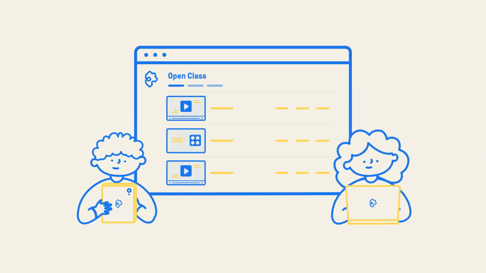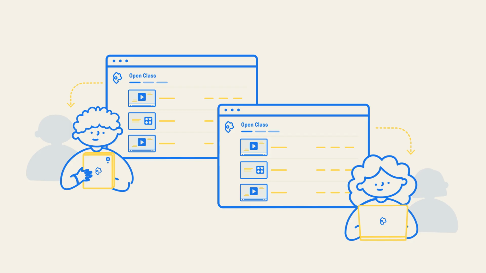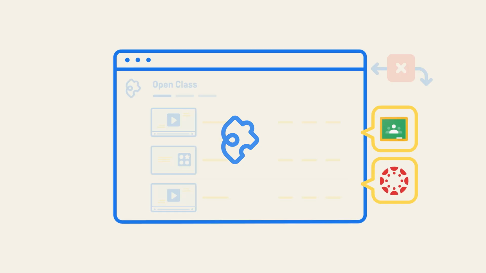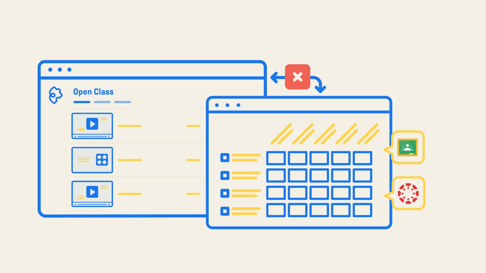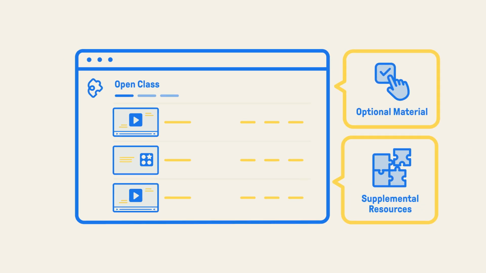Any student can access an open class, so you can use a single open class for all of your students, or multiple open classes to serve different groups. If you're using Edpuzzle with an LMS, like Google Classroom or Canvas, open classes don't connect to your gradebook. This makes open classes the ideal place to store any optional or supplemental resources.